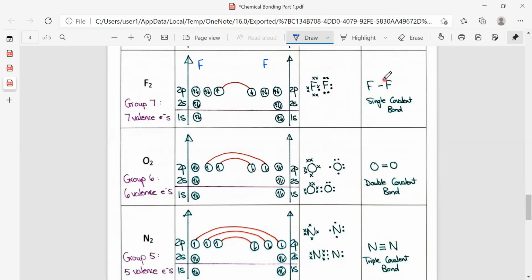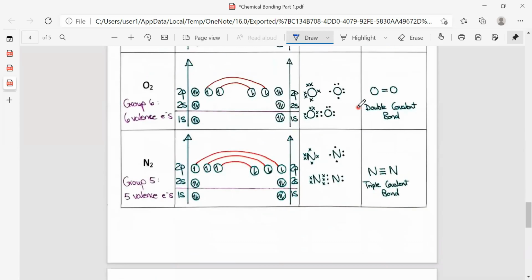Some of your teachers are going to want you to put those pairs that are not bonding around these fluorine atoms in the Couper structure. So you must please do what your teachers do. I haven't put these pairs of electrons that don't bond. They are called lone pairs. I haven't put the lone pairs in here, but if your teacher wants you to do that, you must please do it. So fluorine has the same structure as chlorine, bromine, and iodine because they're all in group 7. They will all have single covalent bonds.